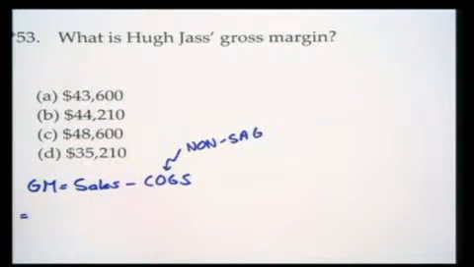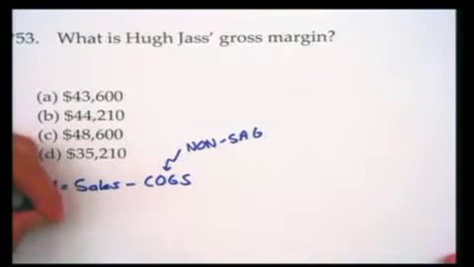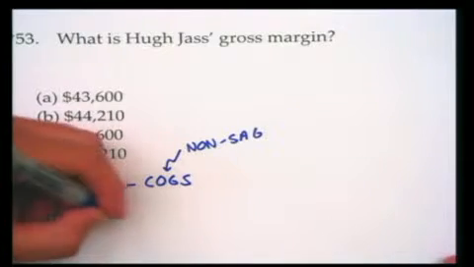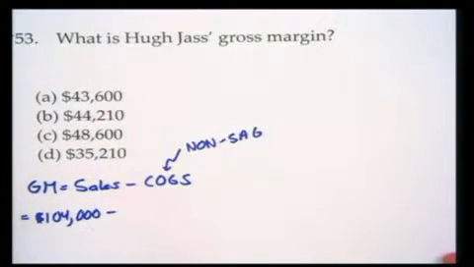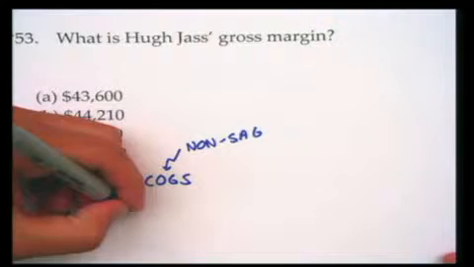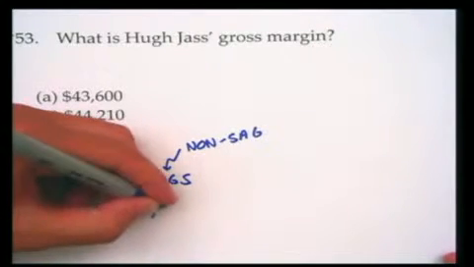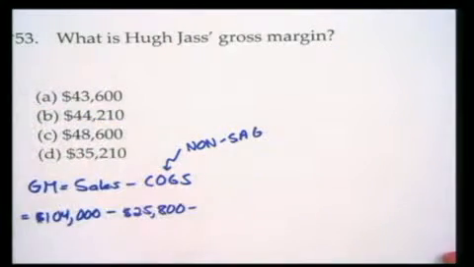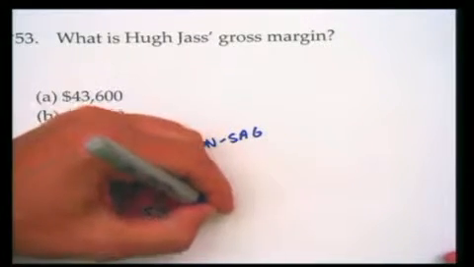So again, we're going to start at the tippy top. We're going to start at, you guessed it, $104,000, minus all non-SAG costs. What do we got there? Well, direct materials is $25,800, minus direct labor. Is that SAG? No. So take it out. $15,200.